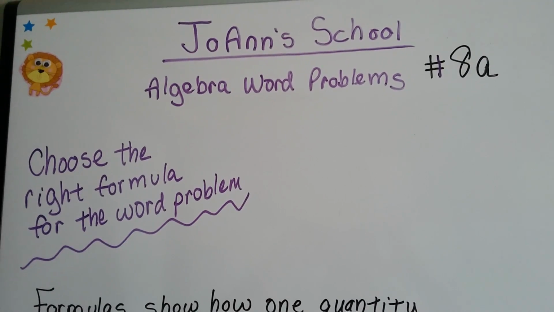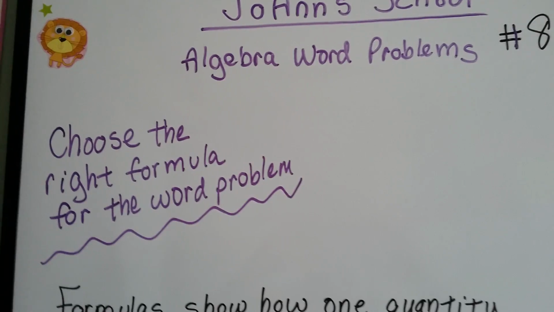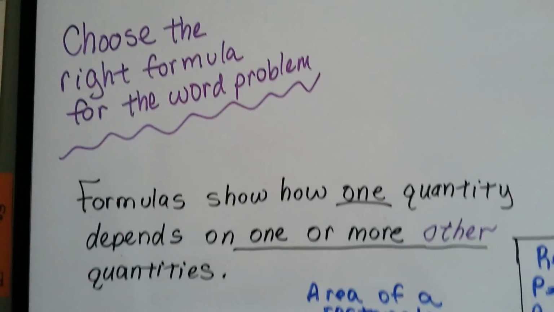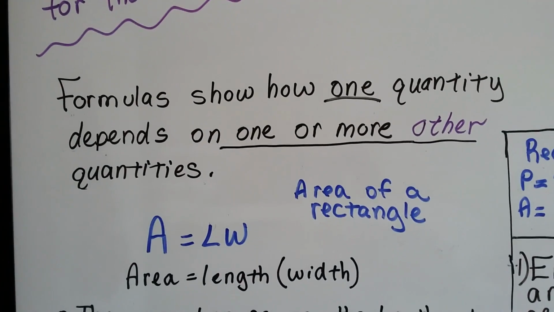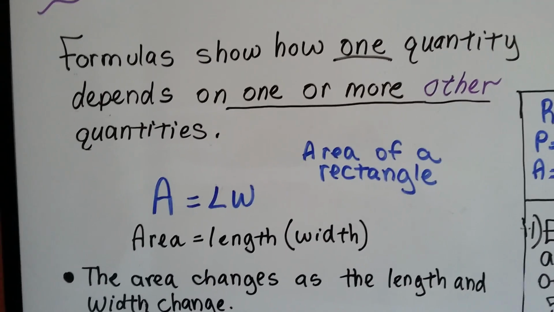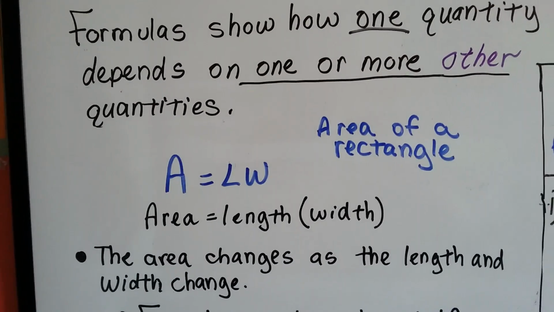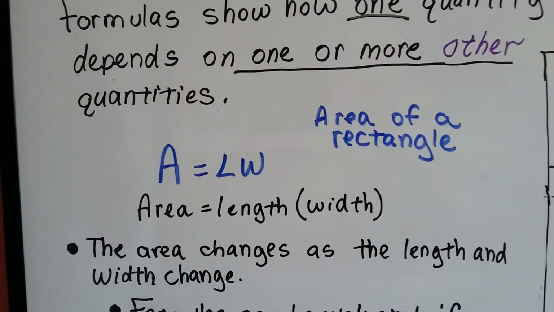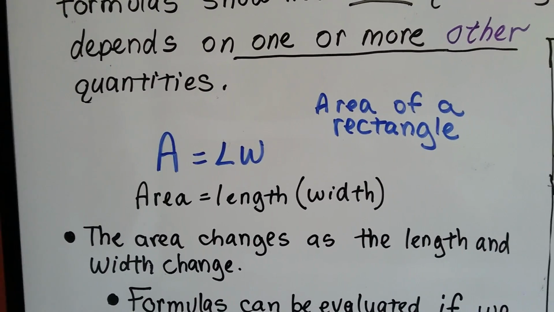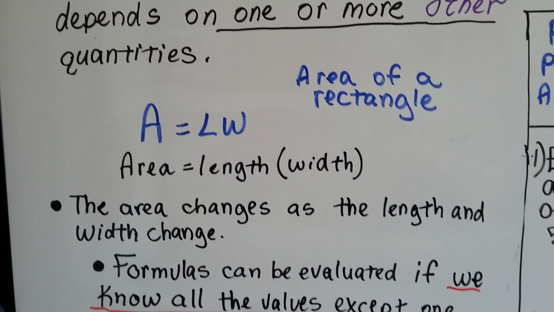Algebra Word Problems number 8A. Choose the right formula for the word problem. Formulas show how one quantity depends on one or more other quantities. For the area of a rectangle, we have area equals length times width. And as the length and width change, the area changes.